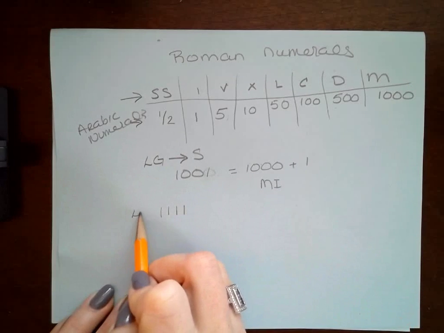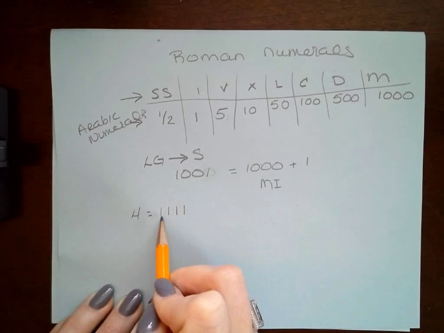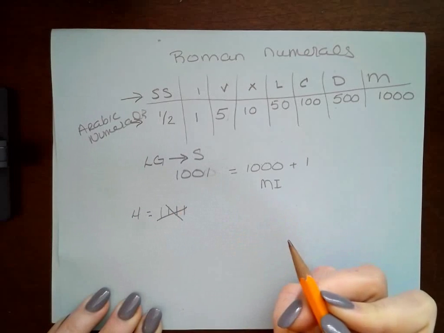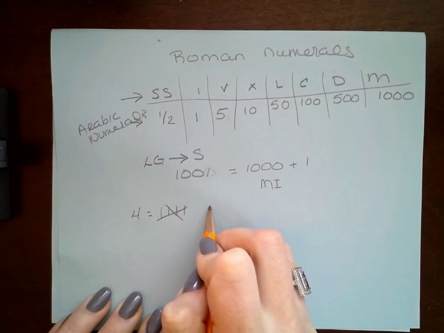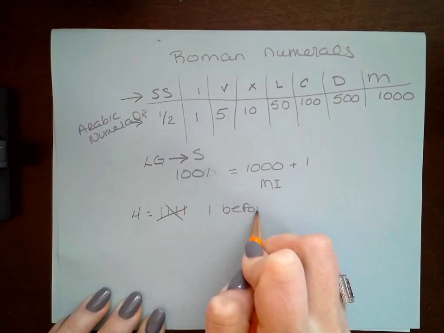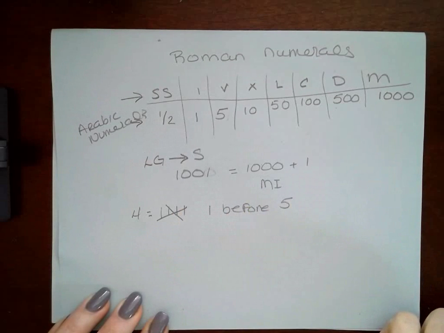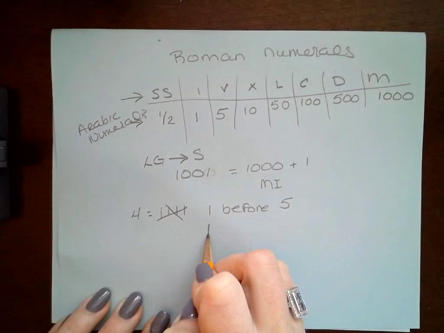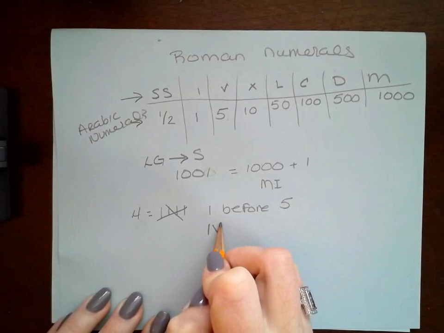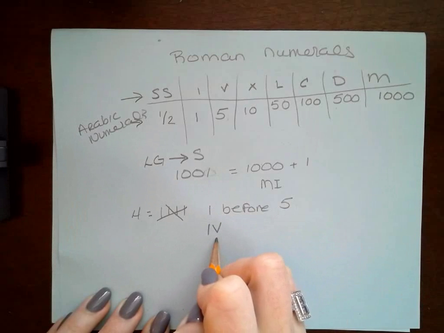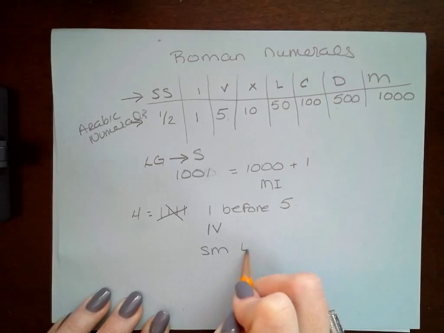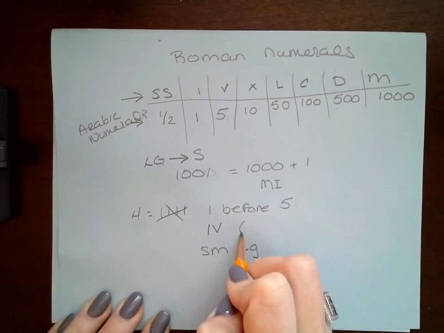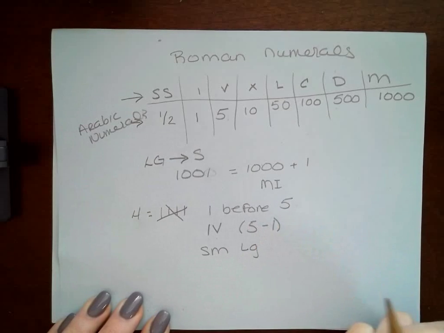So right now, if I needed to say the number 4, 1, 2, 3, 4, that's incorrect. What we'd have to say is, well, we need 1 before 5. And in order to do that, we would say Roman numeral I, Roman numeral V. So 1 before 5. So if we have a smaller number and then a larger number, it's our subtractive property. So really this is represented as 5 minus 1.